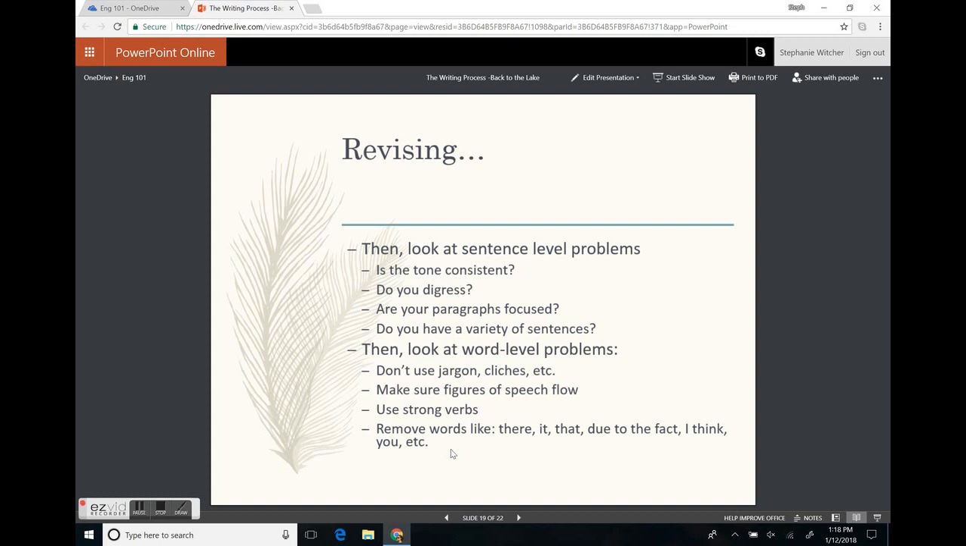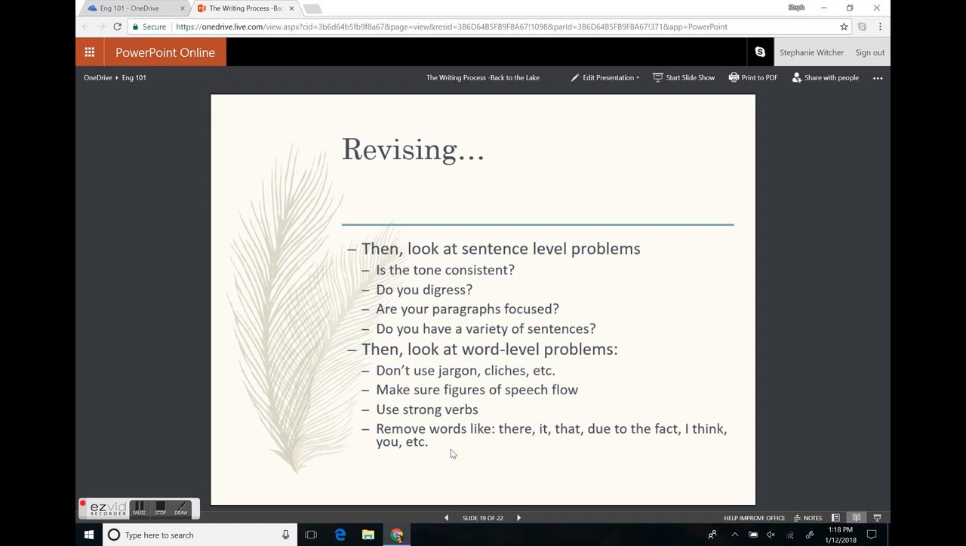You also want to remove vague words. There, a lot of times we don't need it. It is a huge one. I'm going to work these out. Do not use the word it in your paper. It doesn't tell us anything. The word that many times we can take out. Due to the fact, just say because. I think, Lord willing, that is what is happening because you're writing. Writing is thinking on paper. So you don't have to tell us you think unless we're worried about that. We just kind of assume that that's what you're doing. Avoid the word you because we don't know who you is.